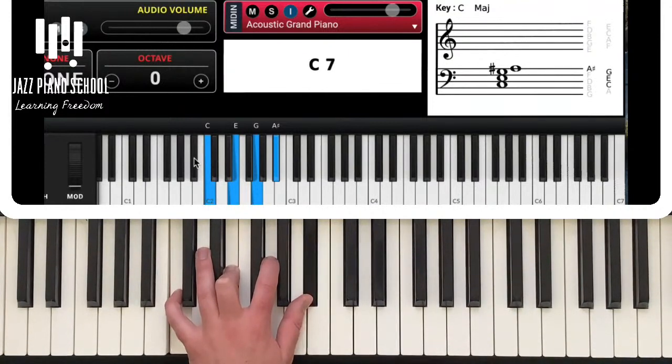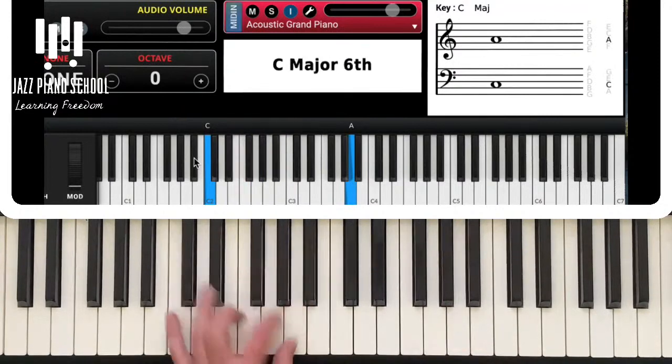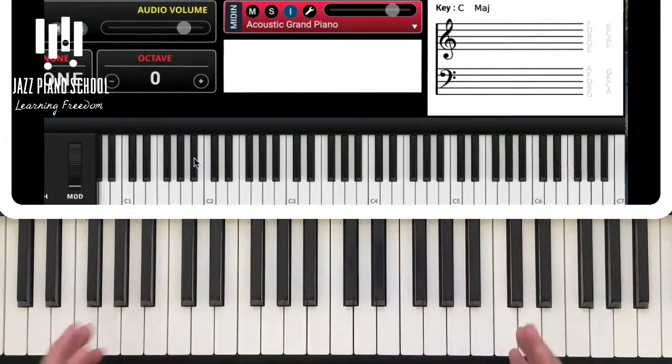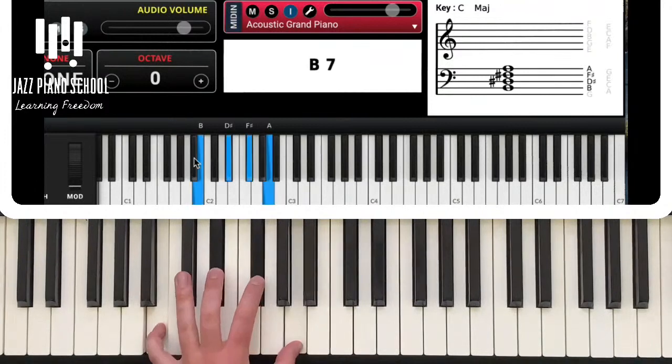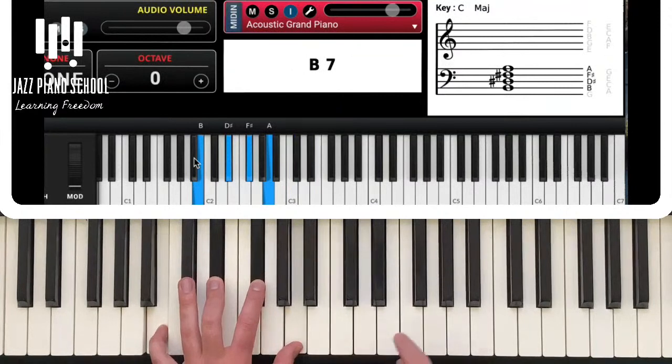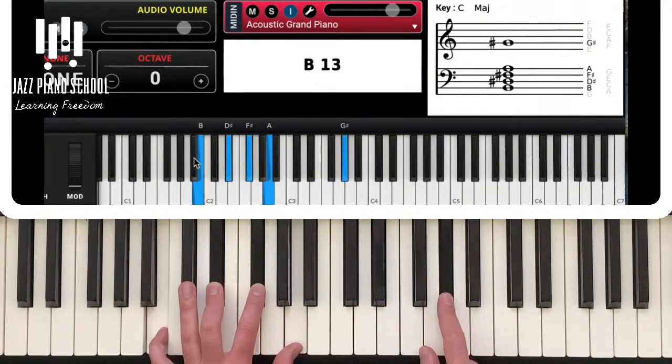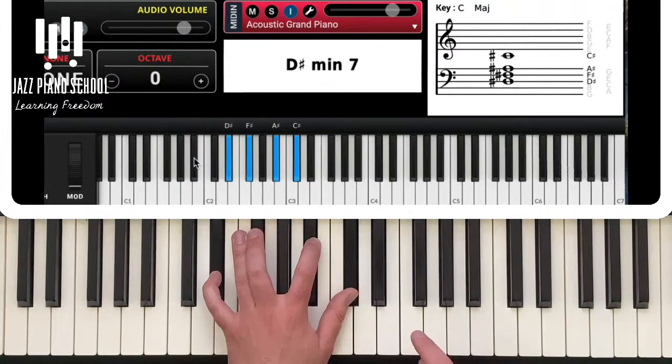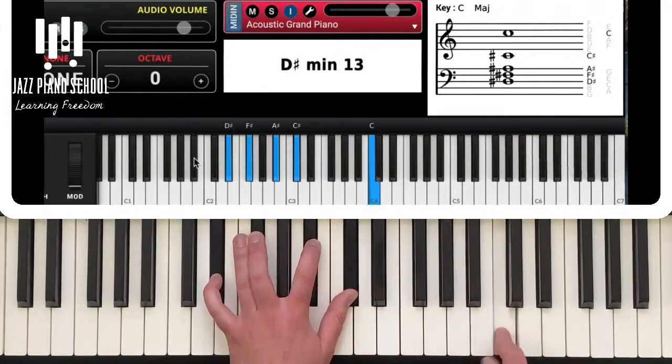I'll say that again. I want to be able to play any extension I want on cue over any single chord. 9, flat 9, sharp 9, sharp 11, flat 13, 13. And I want to be able to recognize it through all keys, right? B dominant 7, flat 9, natural 9, sharp 9, right? Sharp 11. Okay, you want to be able to recognize this the whole time. And then it just keeps going, right? Flat 13, regular 13. E flat minor 7, 9, 11, 13.